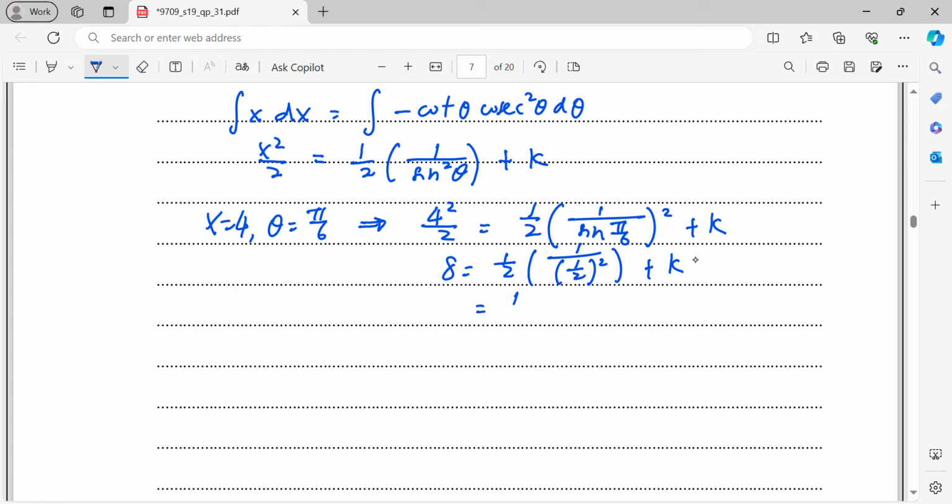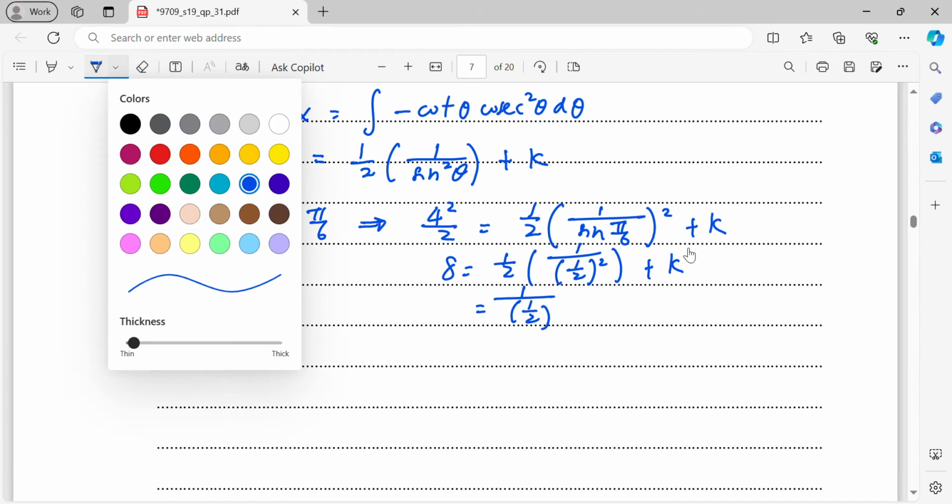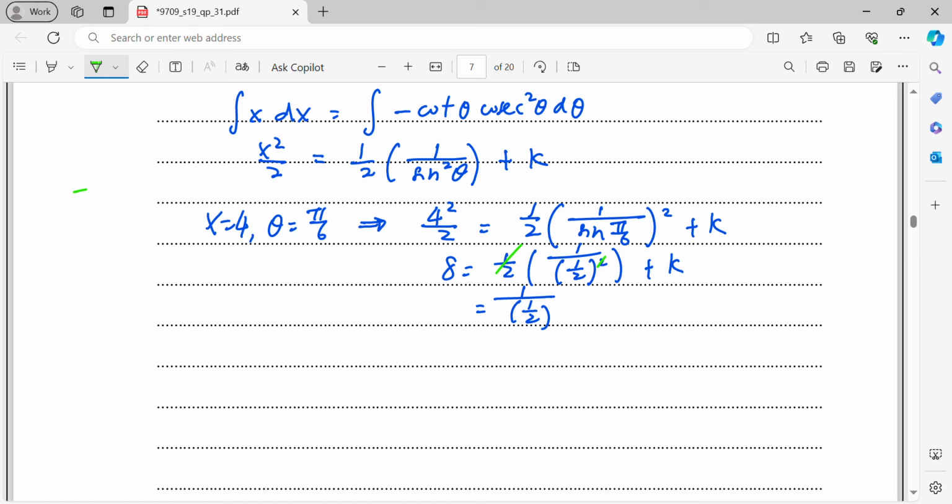So you move up, becomes 1 over 2 times, okay, so it will be 1 over half times 1 over 4. That is 1 over 2. Okay, so that means this is going to be 1 over half, because you can just direct cancel. See here, cancel, right? Then here I will just get plus k. So 1 over half is basically 2. Therefore, my k is going to be 6.